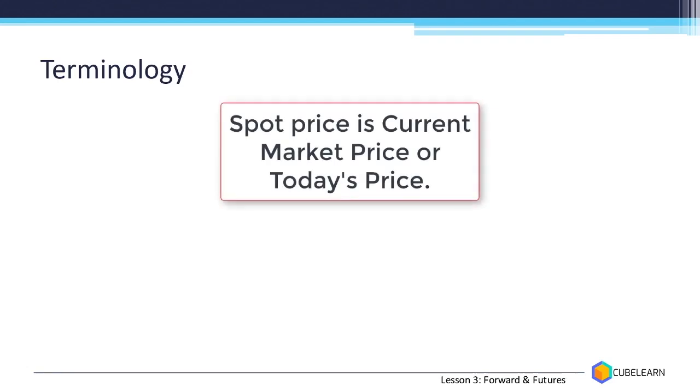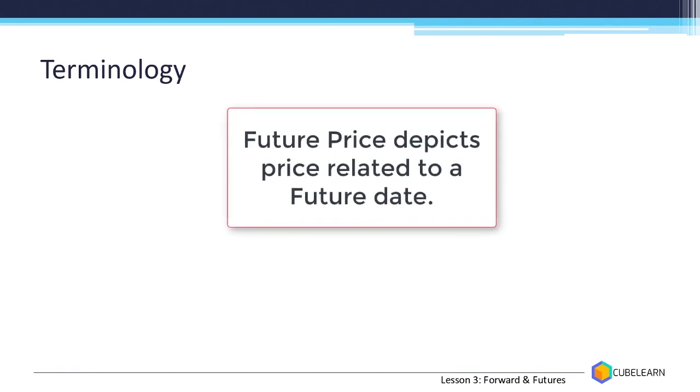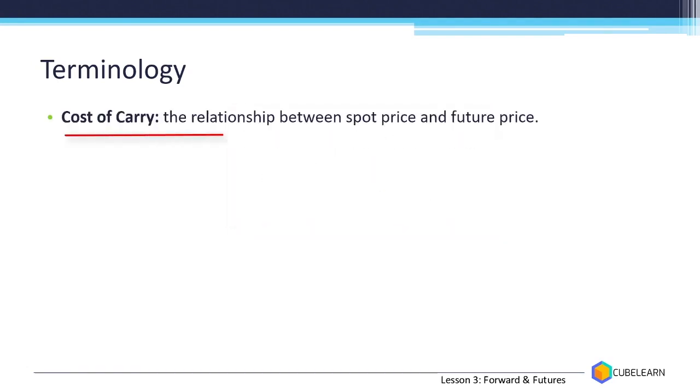To understand cost of carry, we have to understand spot price and future price. Spot price is the current market price or today's price, and the future price depicts price related to a future date. Cost of carry is the relationship between spot price and future price. This is ideally the cost of carrying the underlying from spot price to the future date.